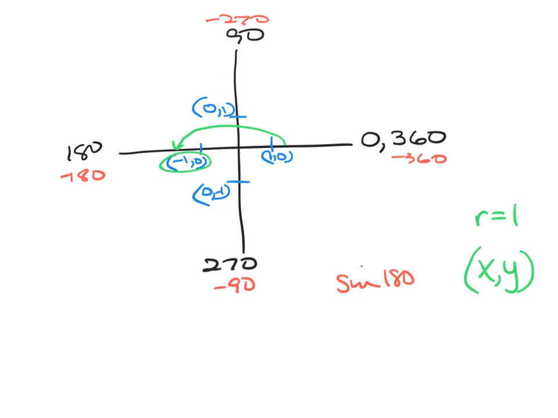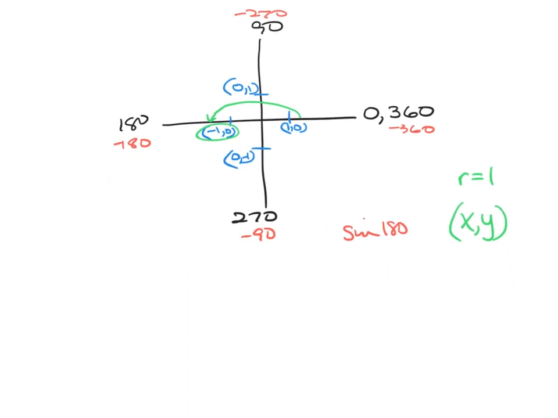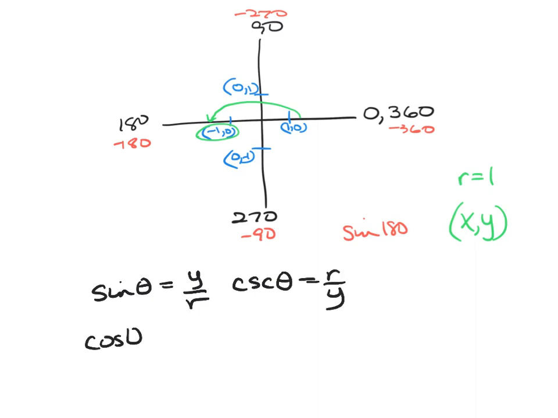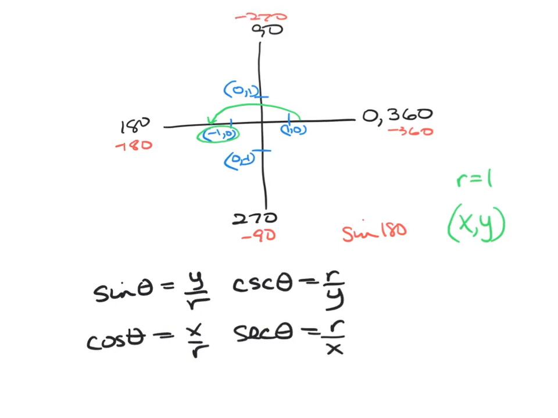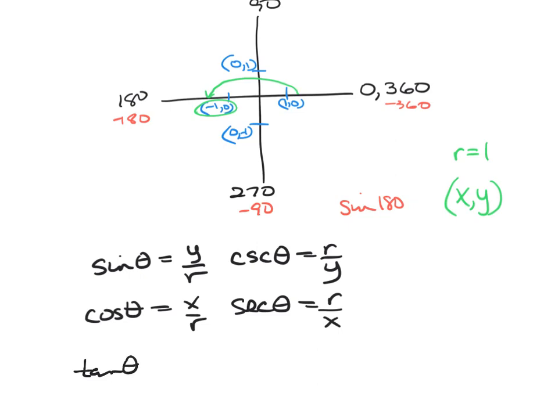So when you're doing these, we're going to memorize that sine of theta is y over r. The reciprocal for sine is going to be r over y. Then cosine will be x over r, and its reciprocal, which is secant, will be r over x. And then the last one is tangent, and its reciprocal, which is cotangent. So once you memorize the x and the y and the r and where they go, then we would use these ordered pairs.